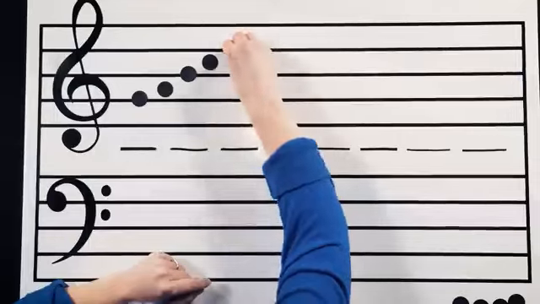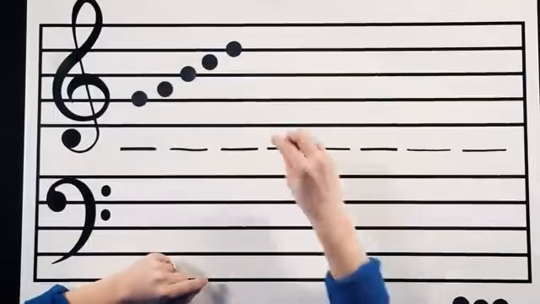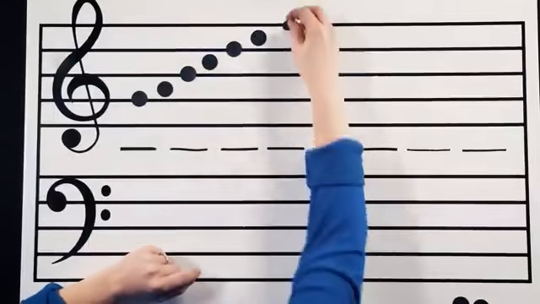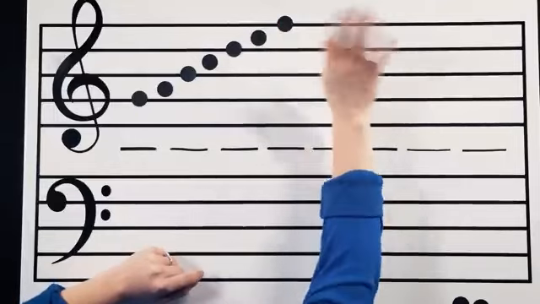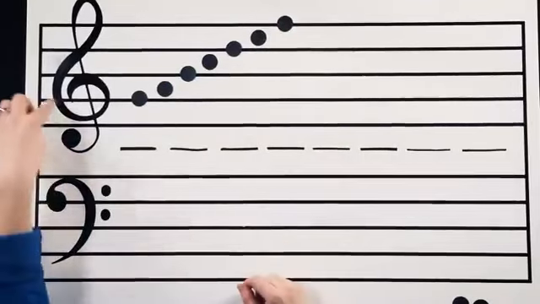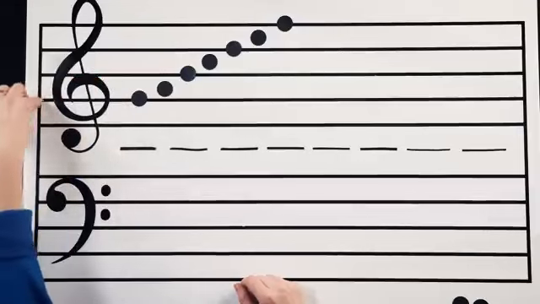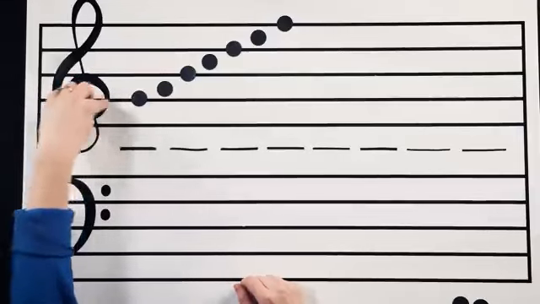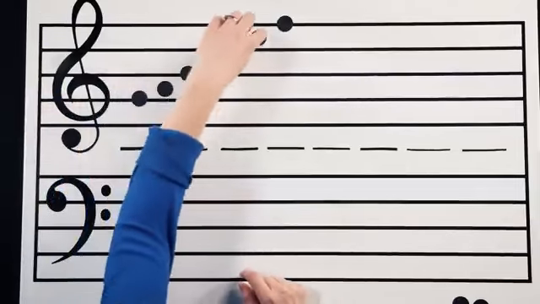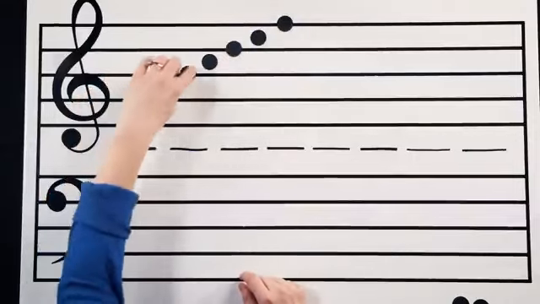After C, we have D on the line. After D, we have E in the space. And after E in the space, we have F. And this can keep going, but we're going to just stick within the general staff for now. So second line up is G. It's the line that goes through the center of the treble clef's curl, also known as the G clef for that reason. And then we just go up our musical alphabet from there using every line and every space consecutively. So that's really important to know.